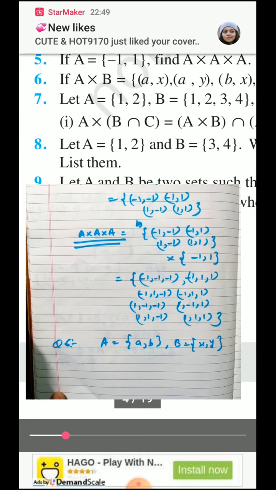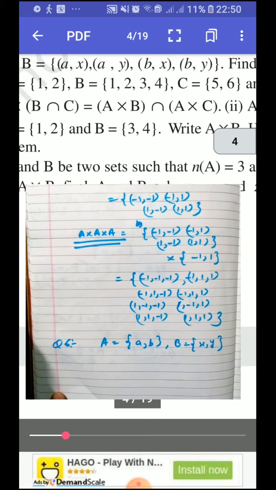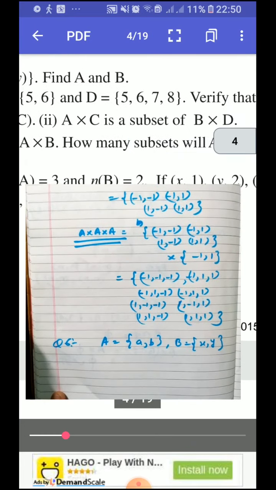Okay, come to question number 7. In the seventh question, we have been given set A, set B, set C, and set D.